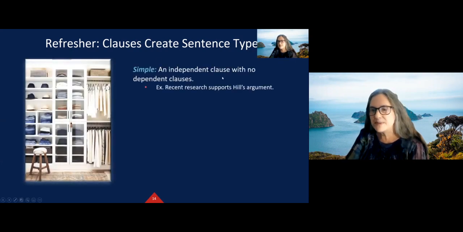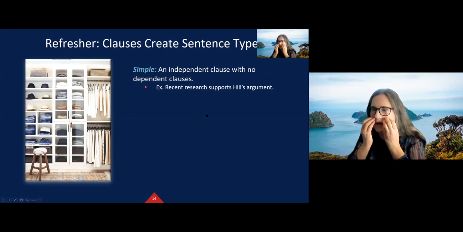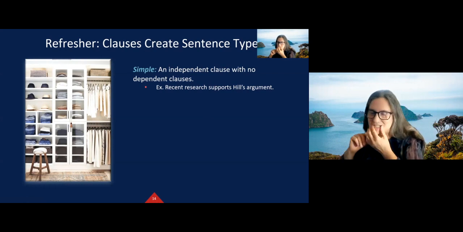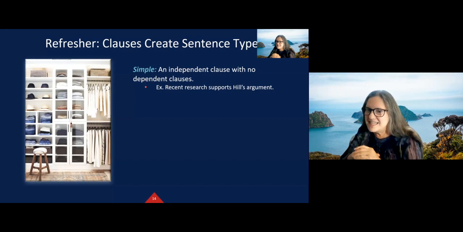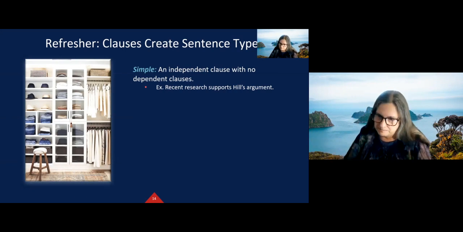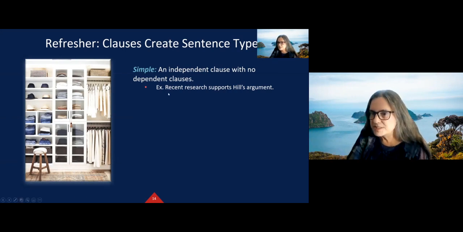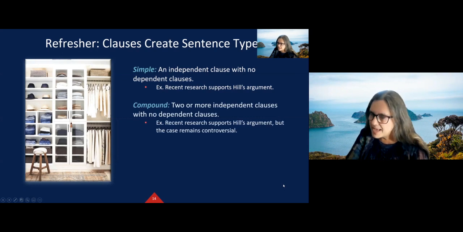So a simple sentence is basically just an independent clause. It might have extra information like adjectives, things like that, but it's basically a straight independent clause with no dependent clauses, no althoughs, or because this was the case, blah, blah, blah. An example: recent research supports Hill's argument. Boom, done.